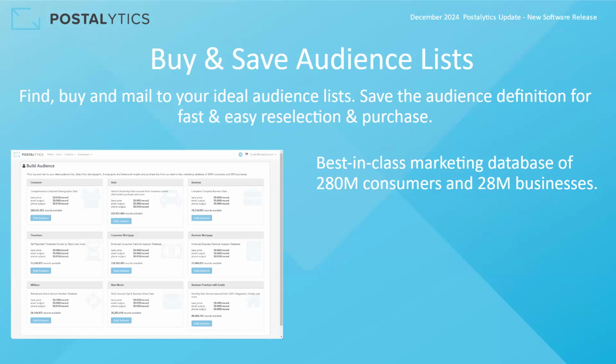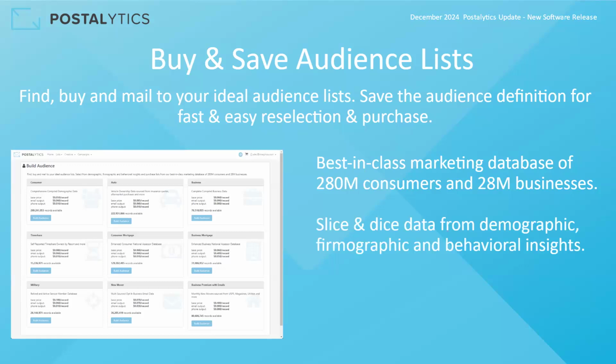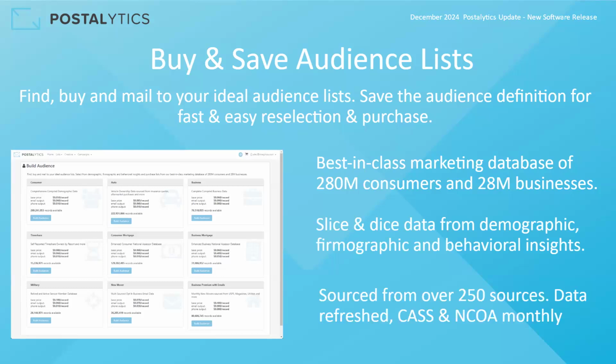This is a best-in-class marketing database of over 280 million consumer and 28 million business data. You can slice and dice data from demographic, firmographic, and behavioral insights. And it sources from over 250 sources. The data refreshes and it goes through CASS and NCOA, the National Change of Address, monthly, which are best-in-class validation tools from within the USPS.